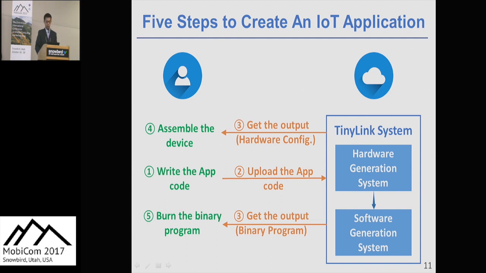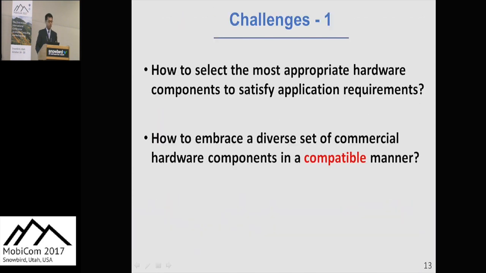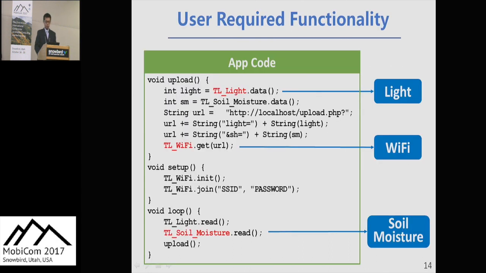And next, I will show how the hardware generation system works. There are 2 challenges. First is how to select the most appropriate hardware components to satisfy the application requirements. The second is how to embrace a diverse set of commercial hardware components in a compatible manner. Here is how TinyLink extracts the user-required functionalities from the user code. Given the code, TinyLink will do text search to find TinyLink APIs, which have the prefix TL on the line. Then TinyLink collects the functionalities, including the Wi-Fi, the light, and the soil moisture. With the required functionalities, TinyLink will choose the hardware components that satisfy all the requirements.